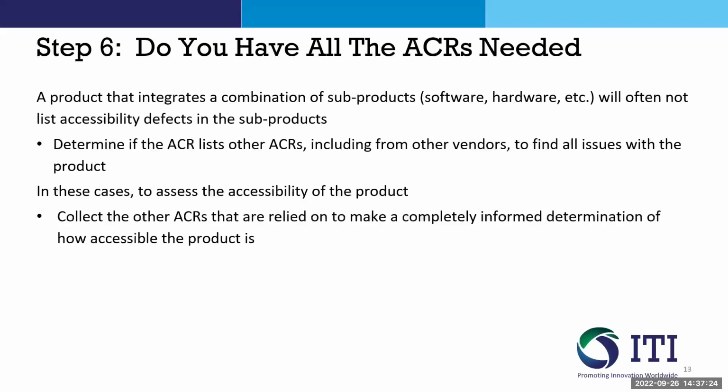And in these cases, it's to assess the complete accessibility of the product, and then just collect other ACRs that are relied on to make a completely informed determination of how accessible the product is. A lot of companies have these on their website, and so it's just a matter of due diligence. A lot of times, if it's a widely used operating system, for example, the VPAT is pretty easy to assess and to access. So you can get it, look at it, and then make sure that it'll work for the users that you're evaluating the VPATs for.